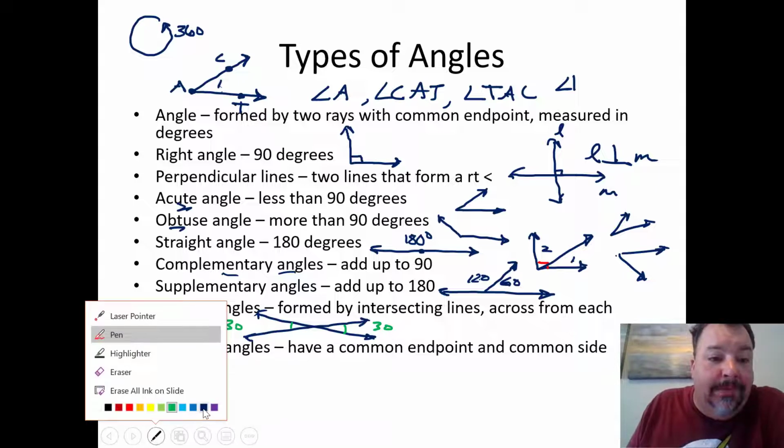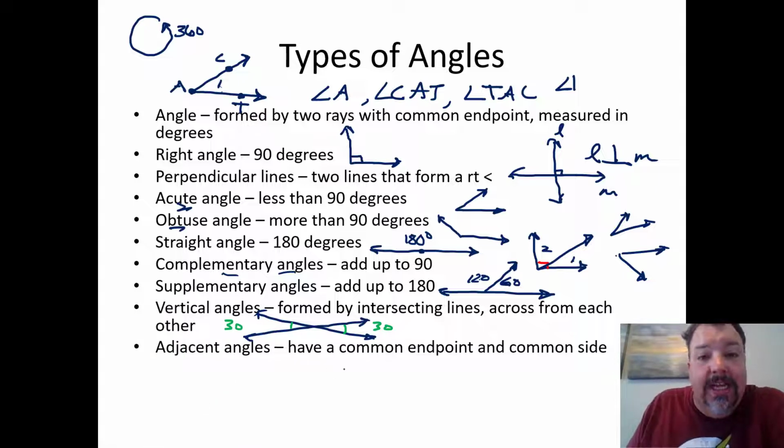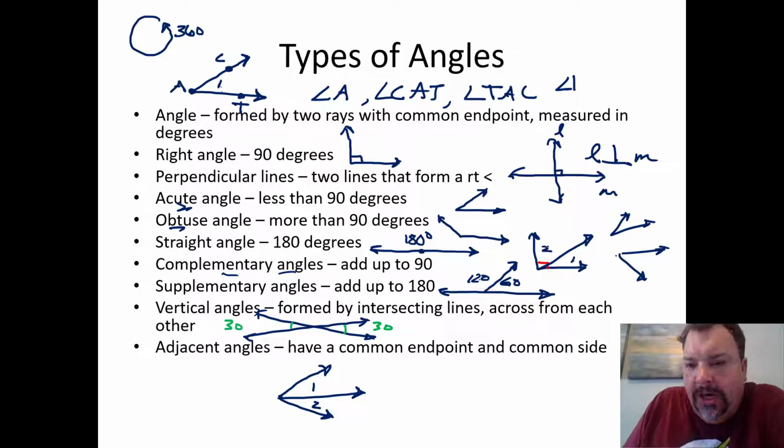And the last relationship on this slide is adjacent angles. Adjacent angles have a common endpoint and a common side. So we have a common endpoint. We draw off some rays here, and then like that. So angle 1 and angle 2 here are adjacent. It's a pretty weak relationship. Hopefully you can also see that complementary angles like we have up here are also adjacent, but it's a stronger relationship between the two of them. There's more information that we know if they're complementary. Adjacent, all we know is that they're side by side.